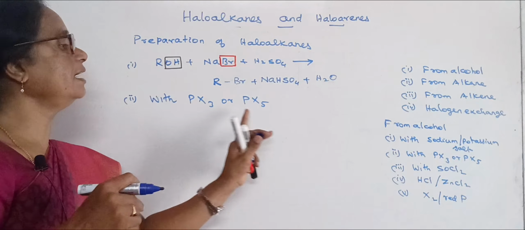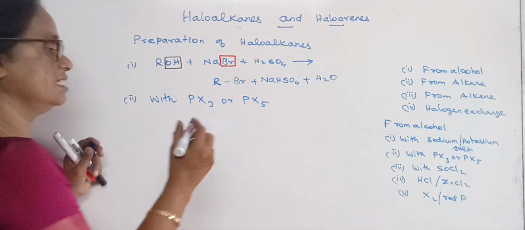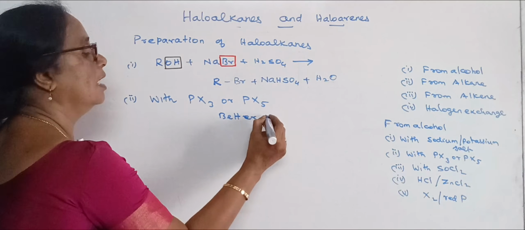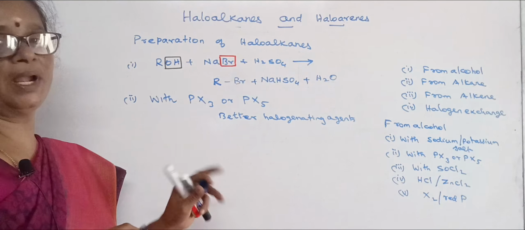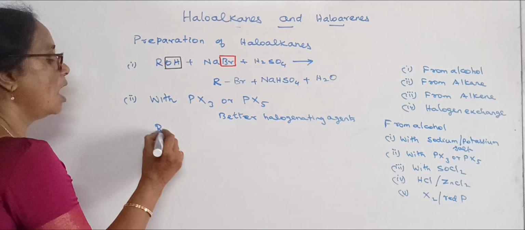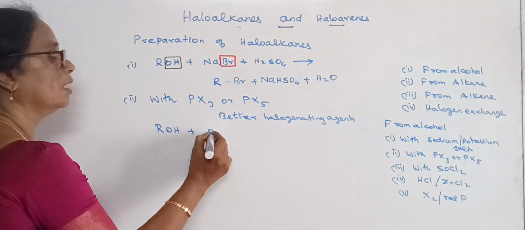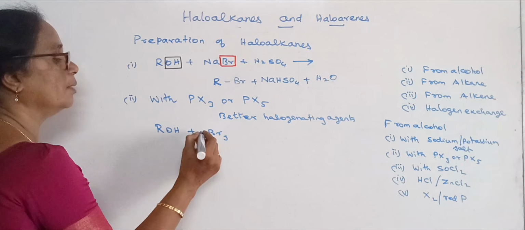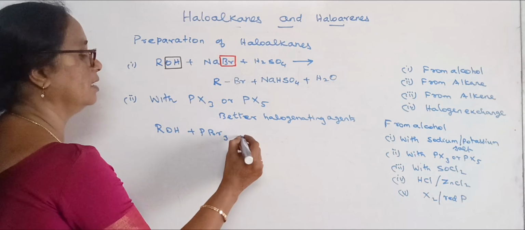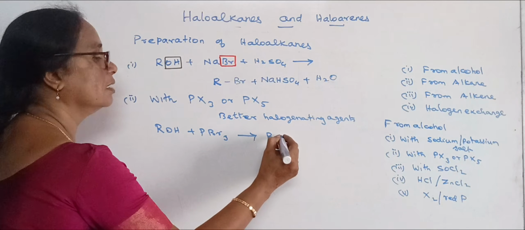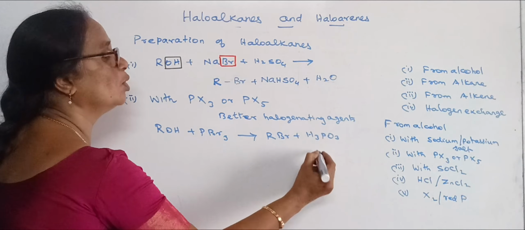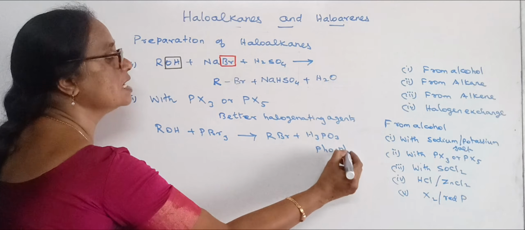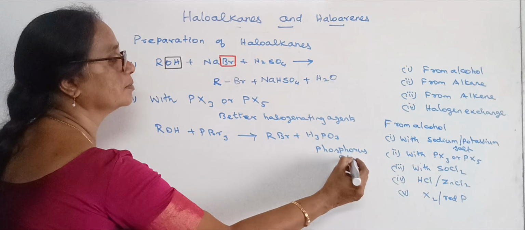These trihalides and pentahalides are said to be better halogenating agents. Let us replace X by Br. Suppose alcohol reacts with PBr3, phosphorus tribromide, it gives RBr plus H3PO3, called phosphorus acid.